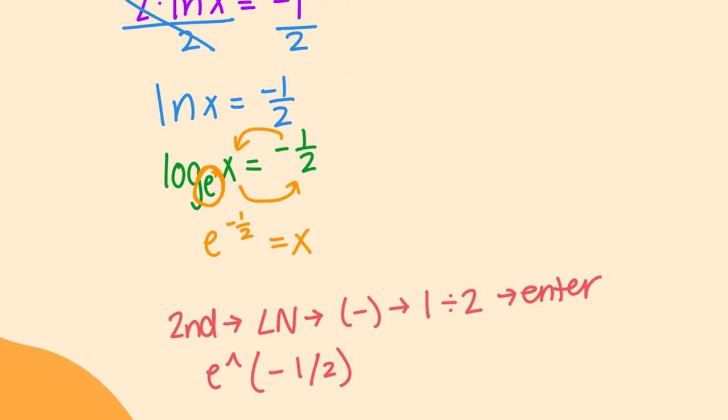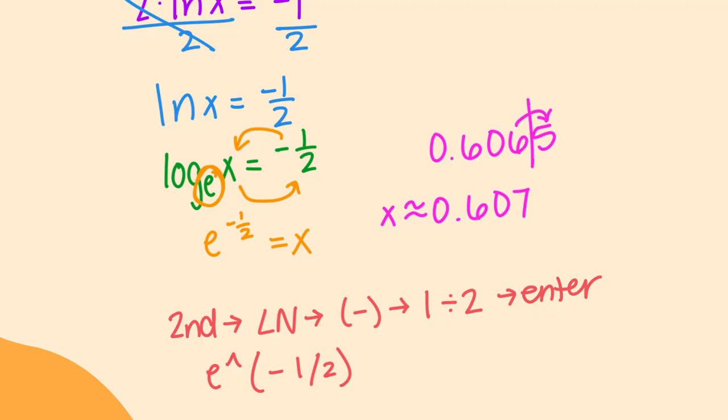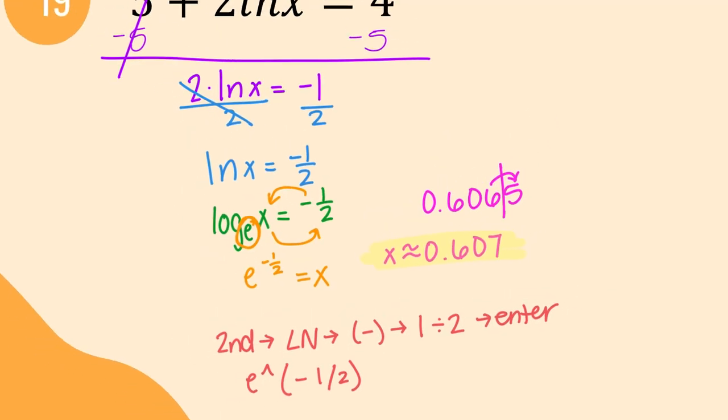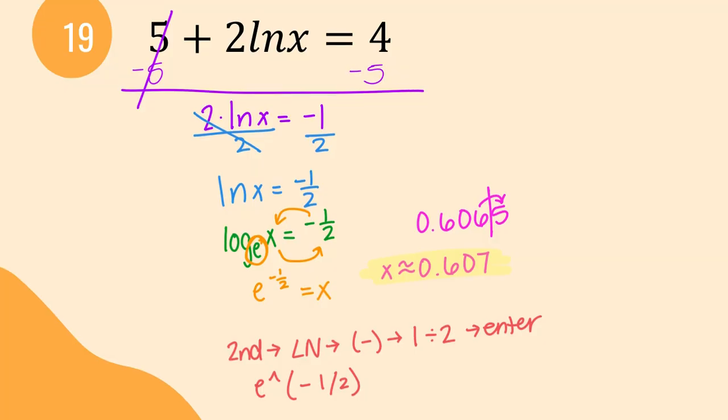And it's going to give you a decimal. If you plugged it in correctly, x is approximately 0.607. Keep in mind we are rounding to the nearest thousandths, and you're going to look at the number next to it. So that's how you're getting a 7. So please make sure you know how to enter it into the calculator.